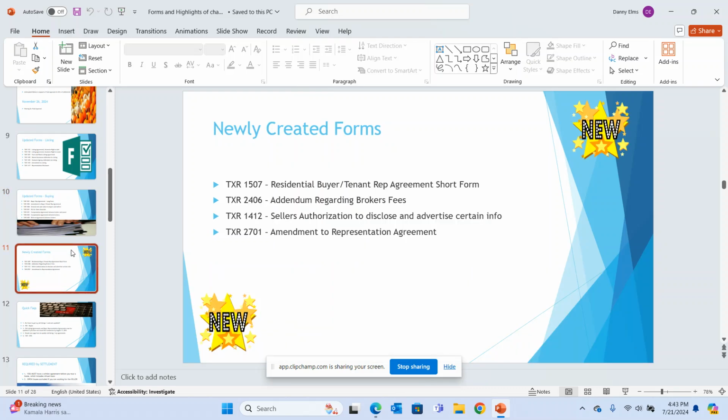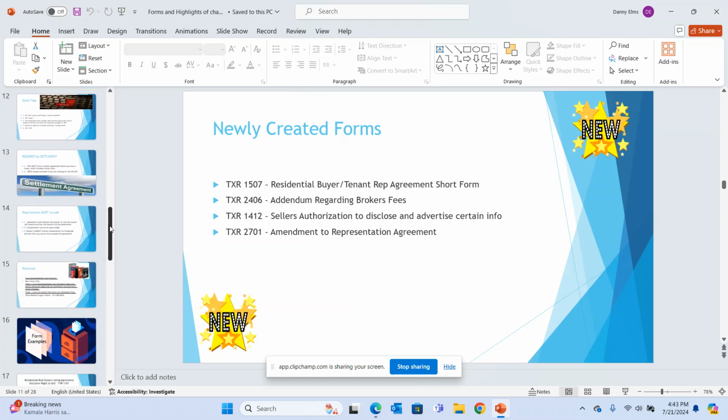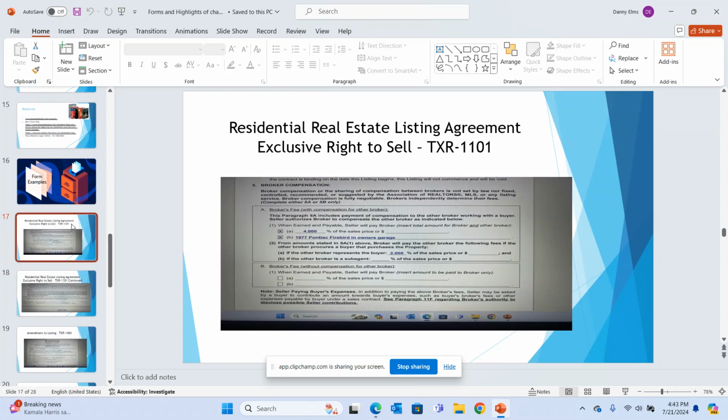And here are the new forms, the 4 of them. We'll discuss all 4 of these and a couple of the ones on the previous 2 slides. So let's start here with TXR 1101. So remember, we are on the listing side.